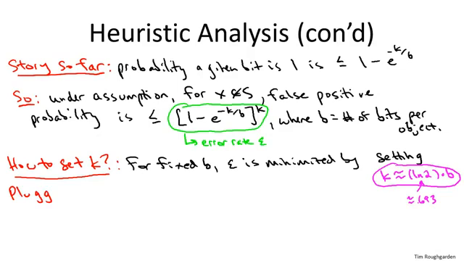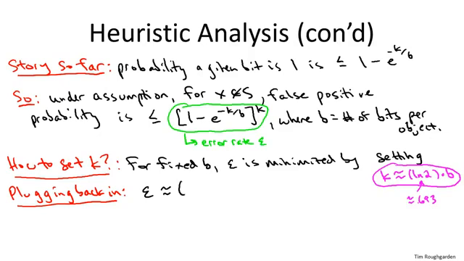But continuing the heuristic analysis, now that we know how to set k optimally to minimize the error for a given amount of space, we can plug that value of k back in and see how the space and the error rate trade off against each other. And we get a very nice answer. Specifically, we get that the error rate epsilon, under an optimal choice of the number of hash functions k, decreases exponentially in the number of bits that you use per object.